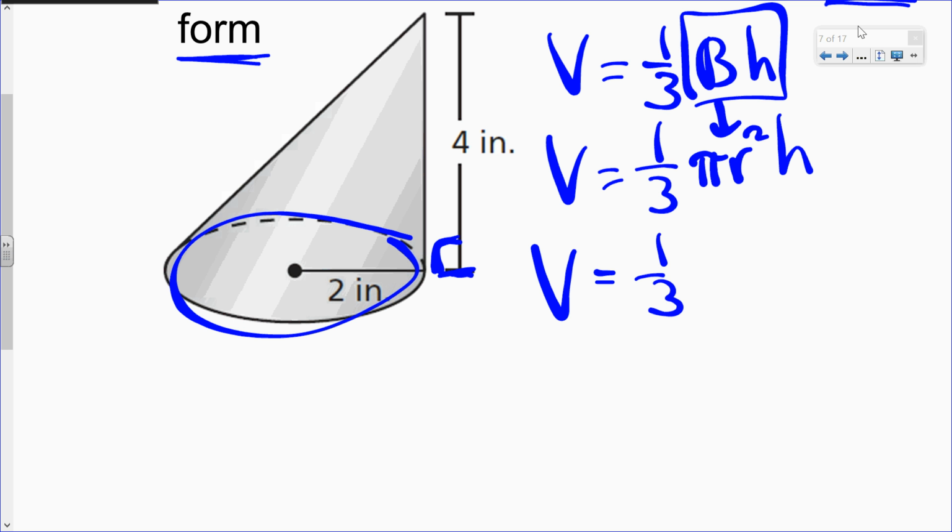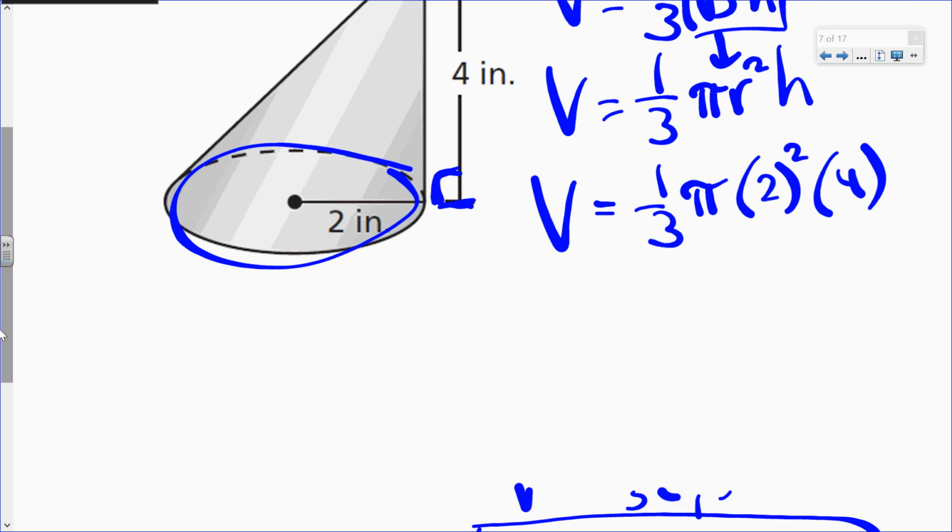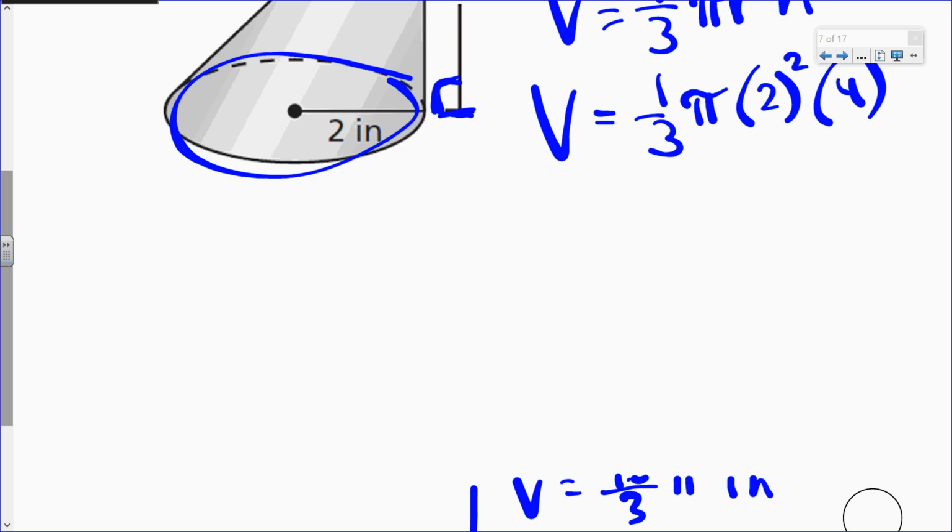1/3. Watch this now. Pi. What's my radius of the circle? Where's my radius of the circle? It's 2 squared. Right. So I'm just replacing r with 2. Height is 4. Notice how I did not replace pi with 3.14 because I want an exact answer. I don't want an approximation. We went over this yesterday. Let's keep going. There we go.